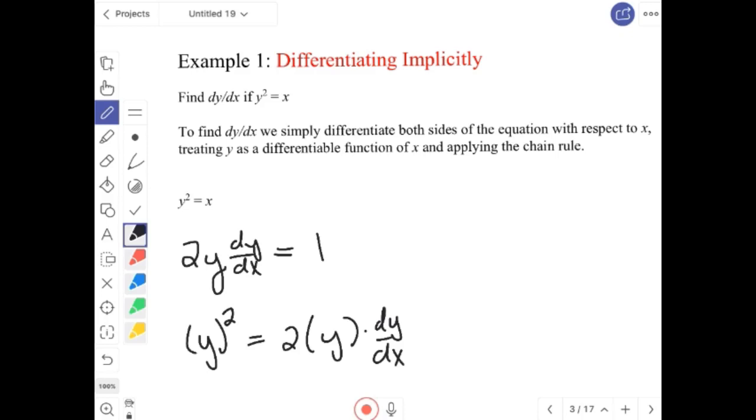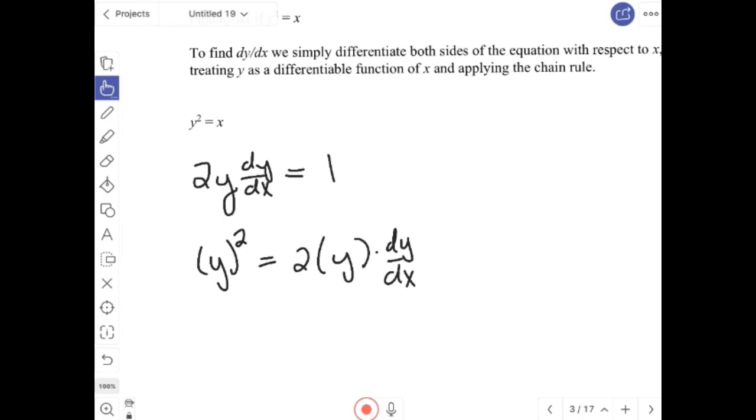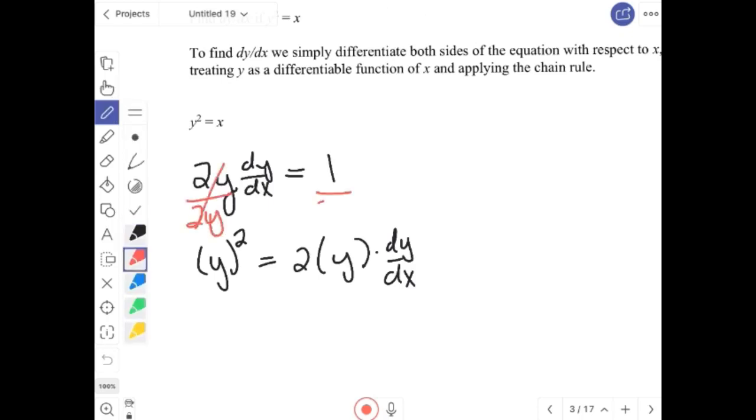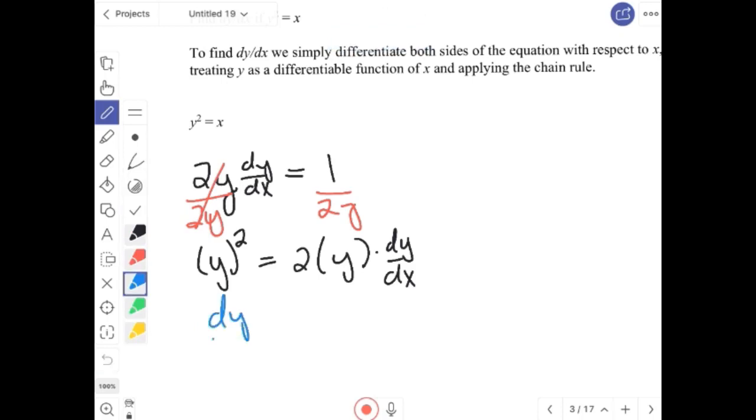Now if we want to figure out what dy/dx is equal to, then we just have to have dy/dx all by itself. A lot of this lesson is going to be solving for things like this, and then we'll have to get dy/dx by itself. So for this problem, dy/dx is equal to 1 over 2y.